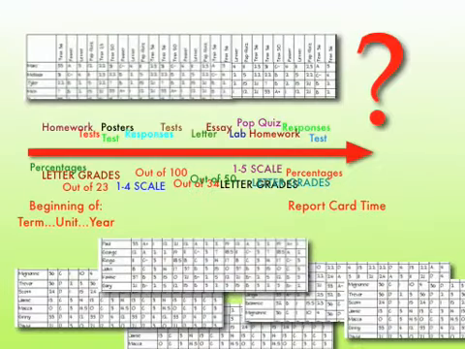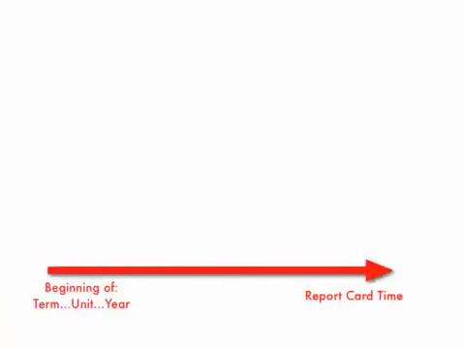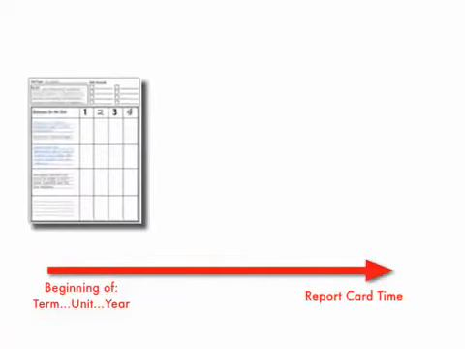So here we are at the end. We started off at the beginning with names down the side, all the different assignments across the top, letter grades, percentages, some things out of 23, some things out of 100, pop quizzes, labs, homework, essays, tests, and so on. Very confusing. And so what I tried to show you here was we start with the unit planner.